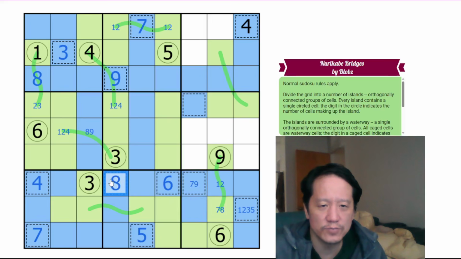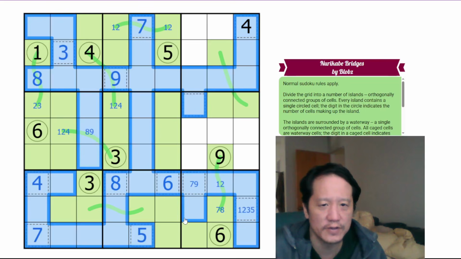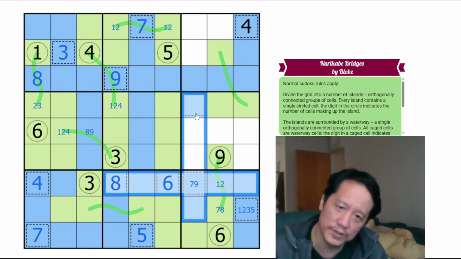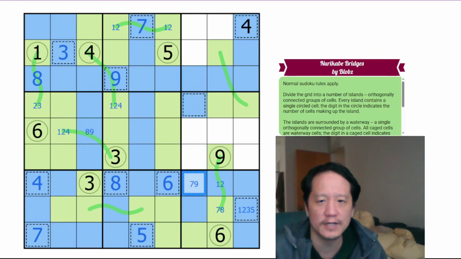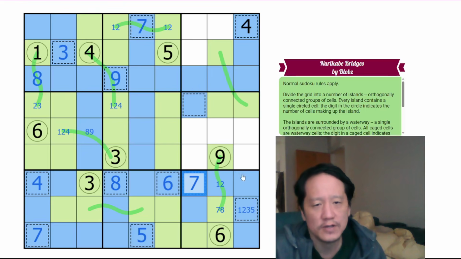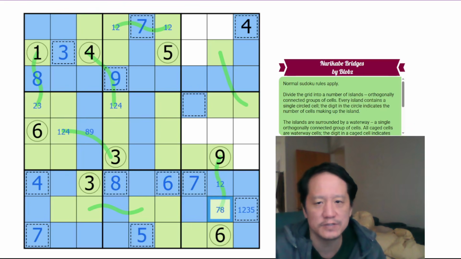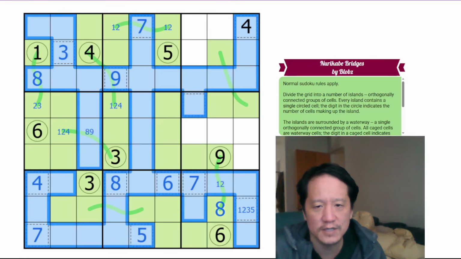This sees 1, 2, 3, 4, 5, 6. Can it be 7? Can it ever see 9? So 6, 7, 8, 9 would force this to be also waterway, and it would see more than 9. So this cannot see 9. It sees 7, which means this is green because it sees these 6 and then a 7th there. That means this can't be 7. This is 8.